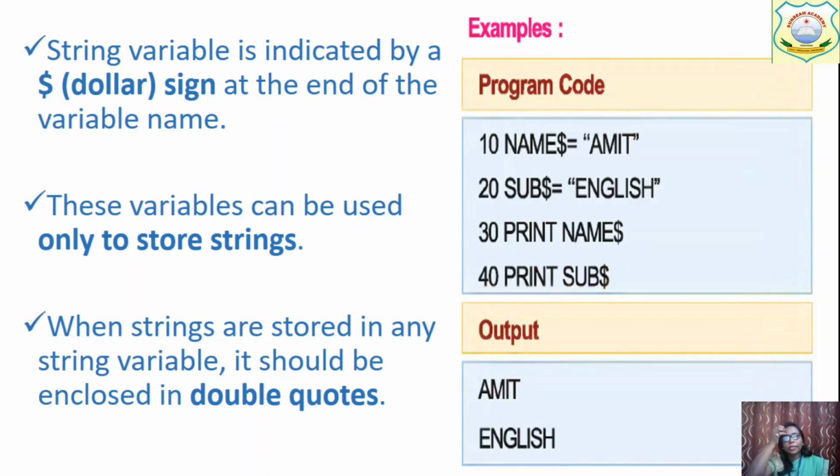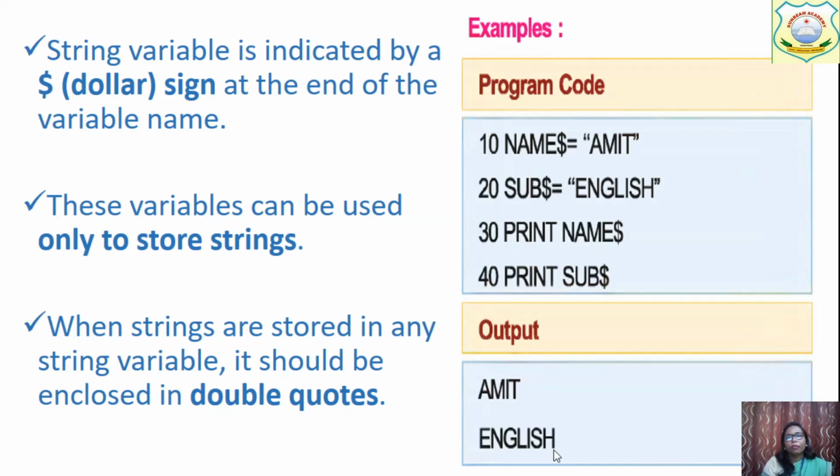Okay, it is written name dollar sign now. So what is it printing? It is not printing this variable, it is printing its value. So what value was in name? Amit. So the output is Amit. In the second line, sub dollar sign, its value is English. So here the output is English.